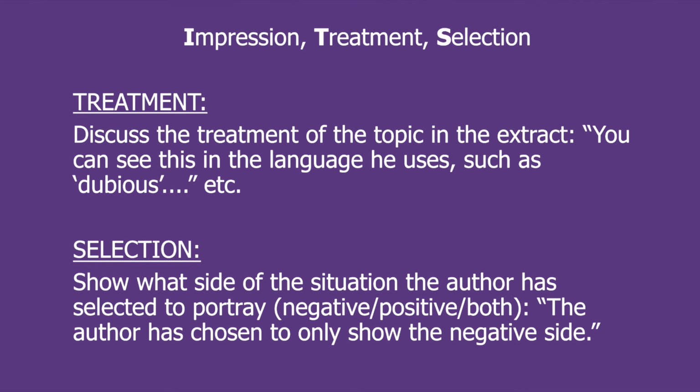And then moving on, you have to show what side of the situation the author has selected to portray. This comes under the selection part of ITS. So this is fairly easy to understand. For example, in this extract, he just shows the negative side of Nazi employment policies. If you want, you can rewind and read the extract again so you know what I mean.